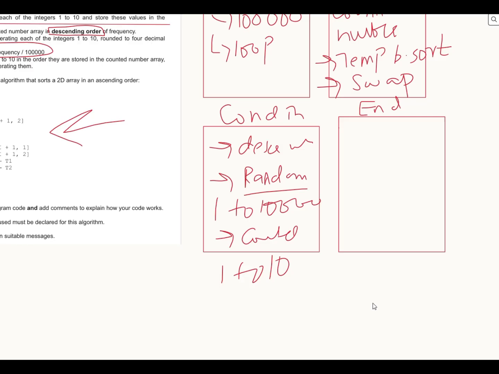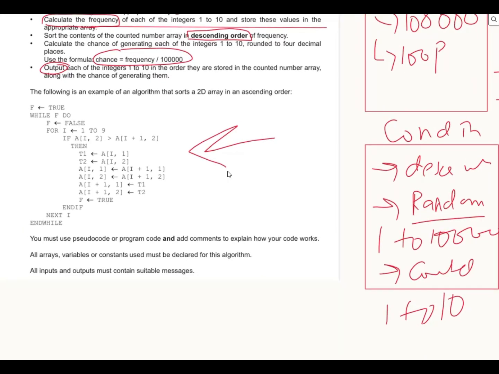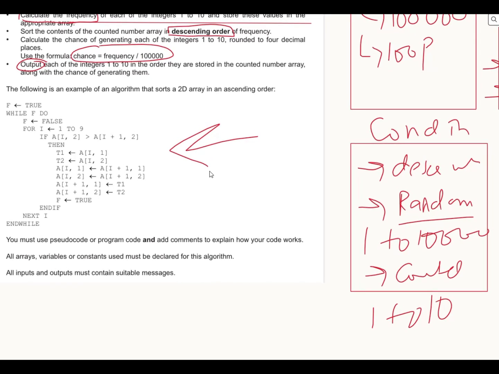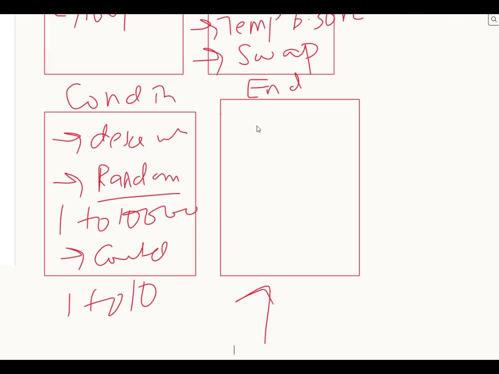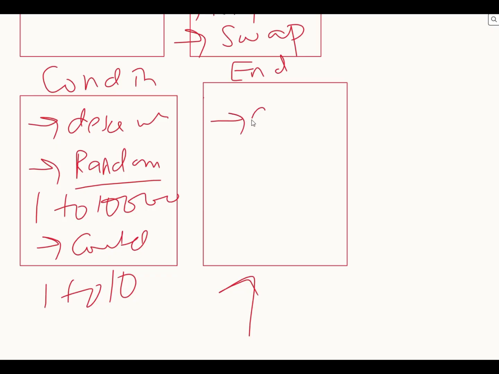So that's why you just need 10 loops for it. You just have to count the frequency for each integer, 1 to 10. The end box specifies what we are going to output at the end of this program. So here it was written that we have to output each of the integers 1 to 10 in the order they are stored in the counted number array. So basically we have to just output to the screen the counted number array and the chance. So you just have to write that you have to calculate the chance first and output the array.